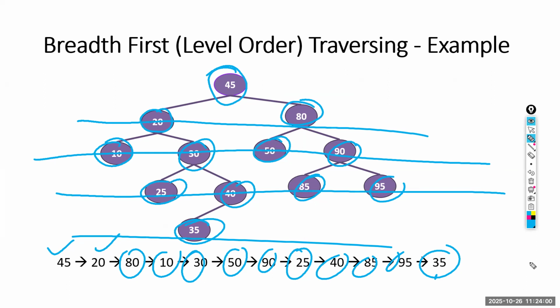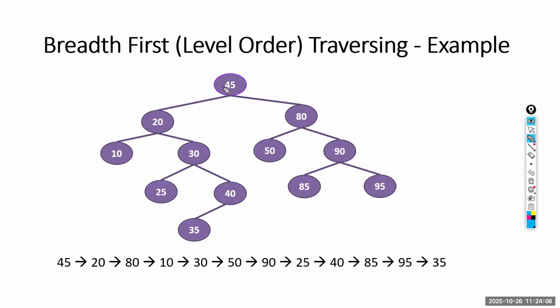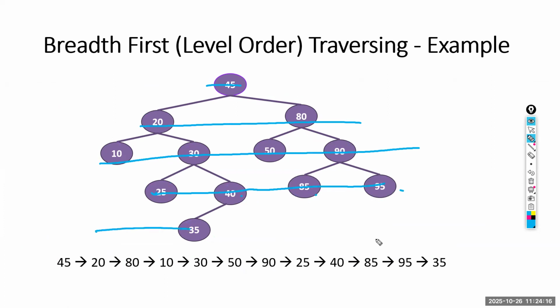Okay. So how do you implement this? At first, you may find it very difficult thing to do, right? Because you need to keep track of a hell of a lot of things here, right? 45, 20, 80, 10, 30, 50, 90, 25, 40. Now these are in different places, right? How can I implement it? So that is why I asked you to give it a try also, right? So how do you implement this?